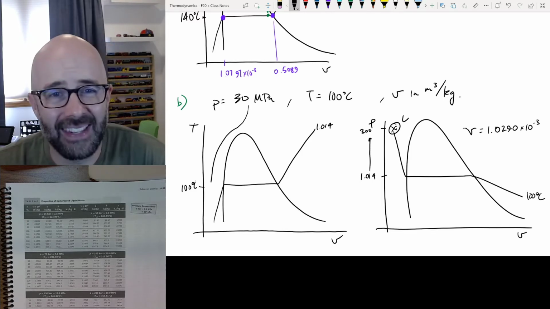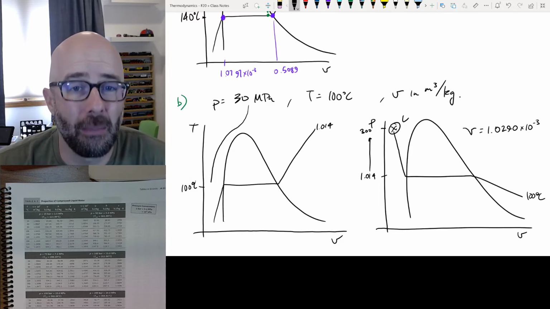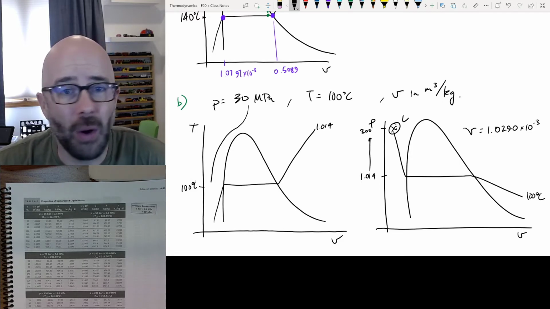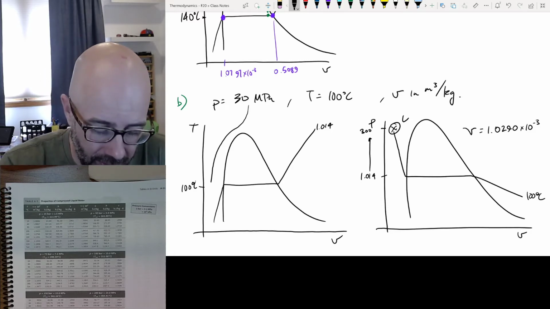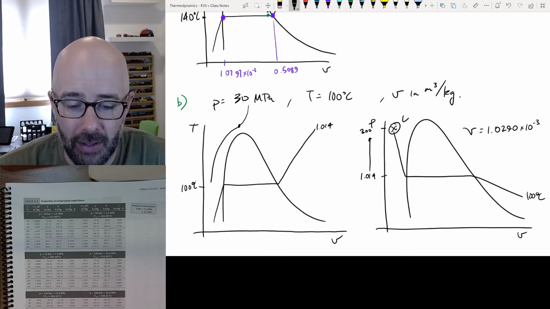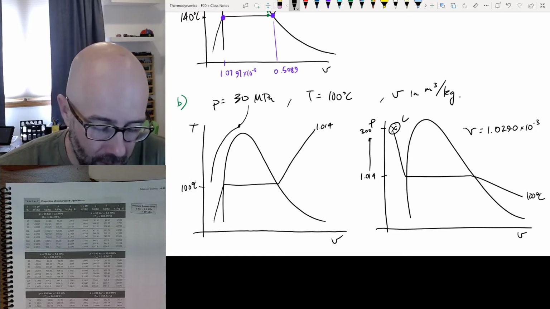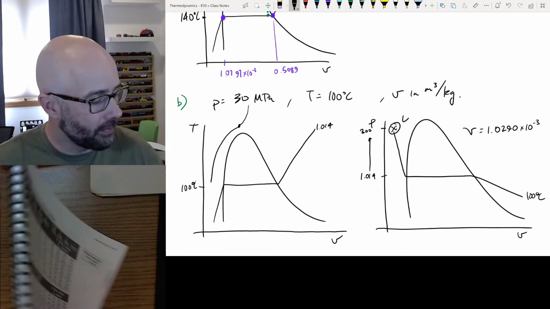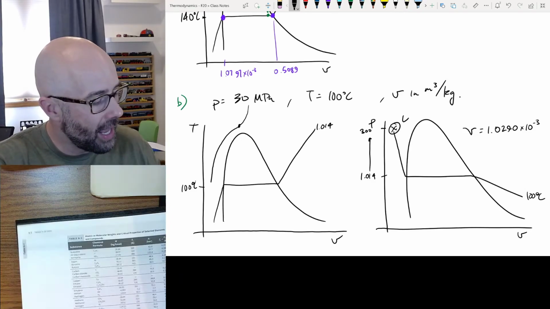Okay, why isn't it on the tables? Because at 300 bars, 30 megapascals, we don't go through the vapor dome. We are above the vapor dome, and so we're going to flash here from a liquid to a vapor right at that point. Okay, and so we could also look, and another thing that we could point out here in our table A1.